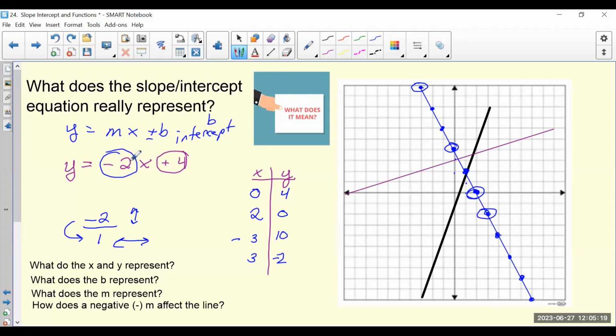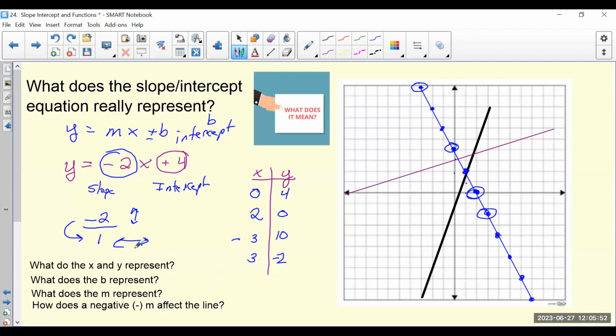So we can graph this equation without plotting a single point because of knowing how to do the slope and the intercept. So the M is the slope, the B is the intercept, X, Y coordinate point. And now you've got the foundation. So let's answer this last question though.